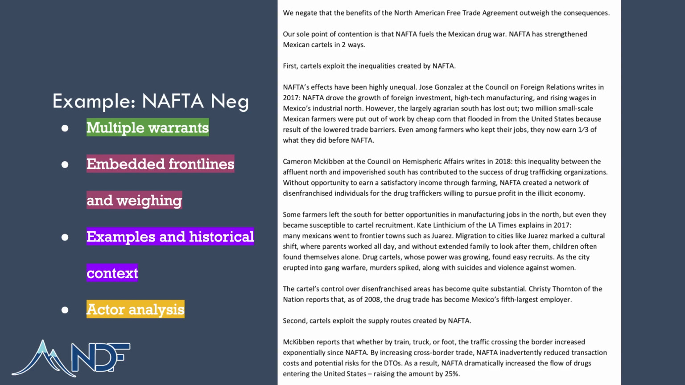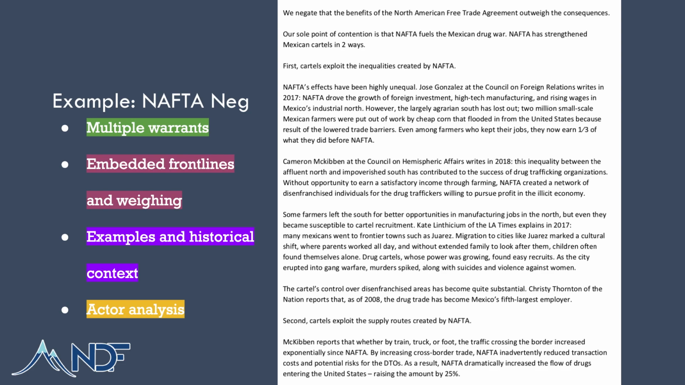Cameron McKibben at the Council on Hemispheric Affairs writes in 2018, this inequality between the affluent North and impoverished South has contributed to the success of drug trafficking organizations. Without any opportunity to earn a satisfactory income through farming, NAFTA created a network of disenfranchised individuals for the drug traffickers willing to pursue profit in the illicit economy.